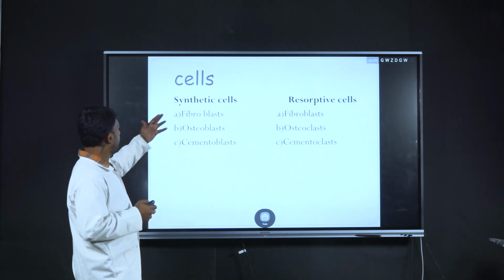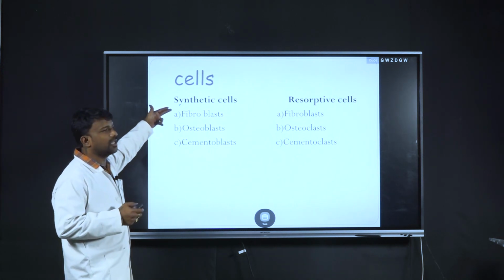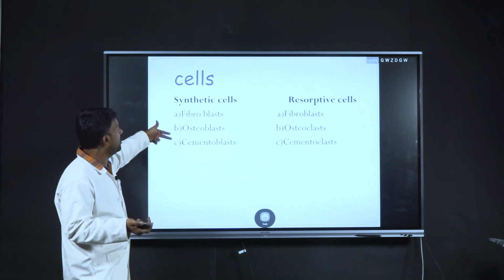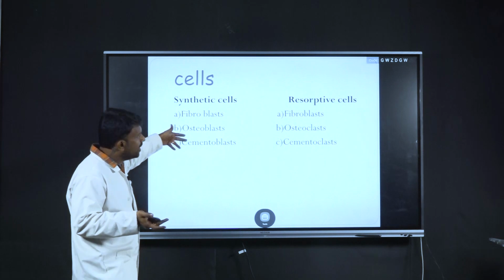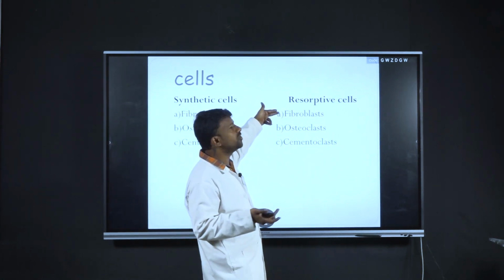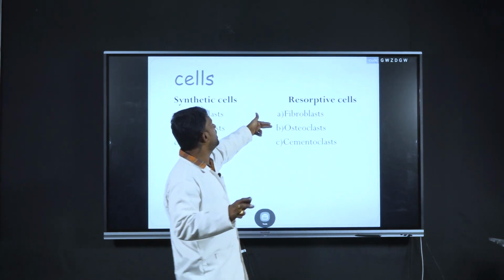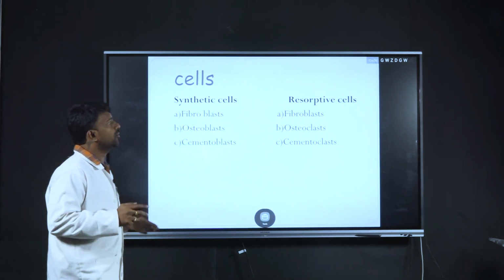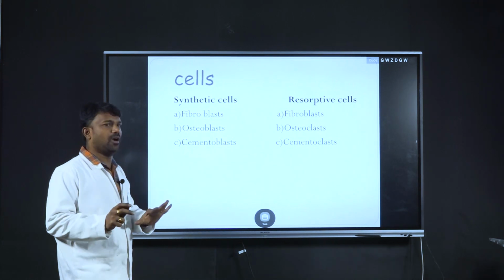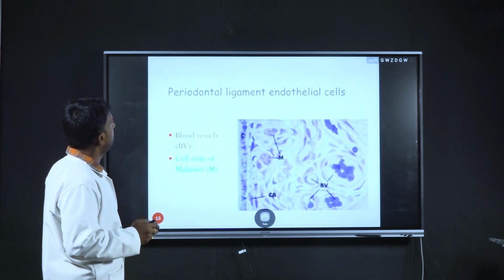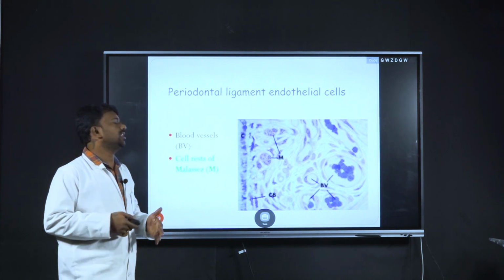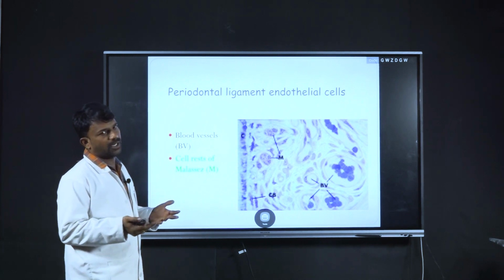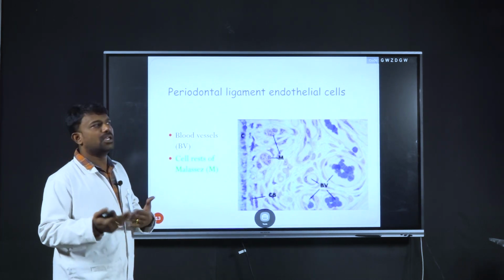So the cells of periodontal ligament. Synthetic cells are fibroblasts, osteoblasts and cementoblasts. Fibroblasts form collagen, osteoblasts form bone, and cementoblasts form cementum. The resorptive cells are fibroblasts, which resorb the dead collagen, osteoclasts, which resorb the bone, and cementoclasts, which resorb the cementum. These six cells are present in the periodontal space. The other epithelial cells present are cell rests of Malassez, which differentiate into periodontal ligament cells in new attachment or regenerative procedures.